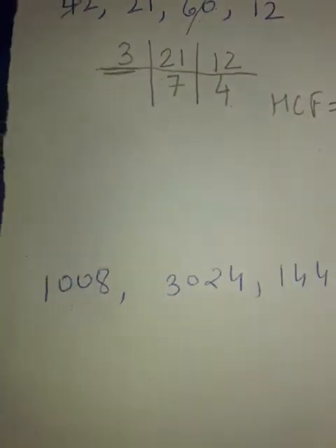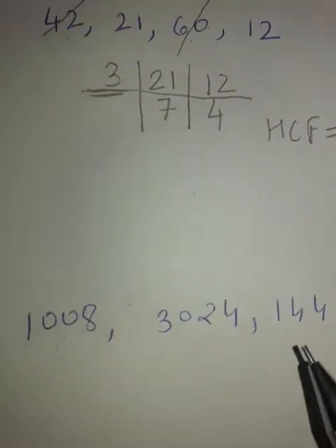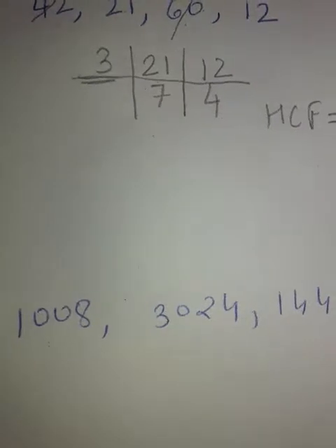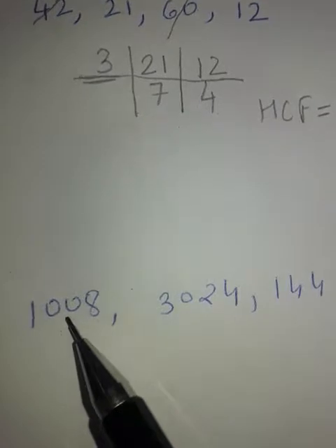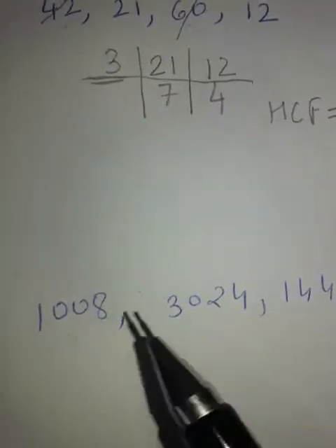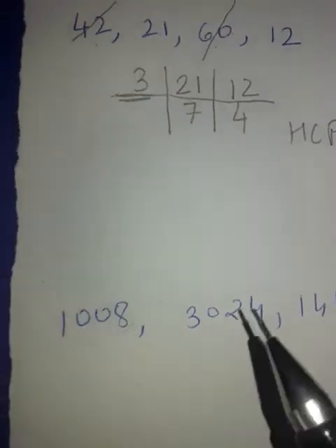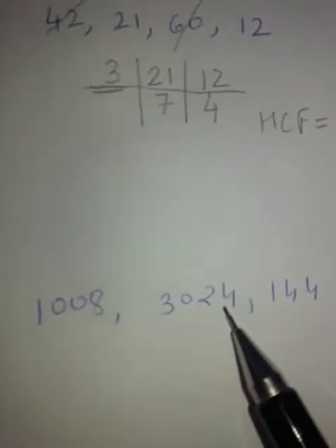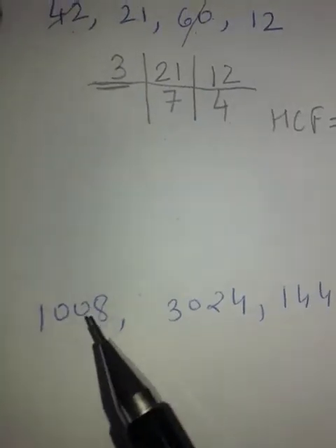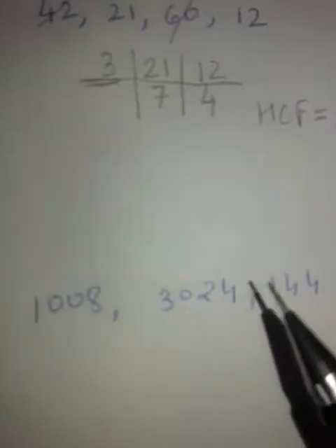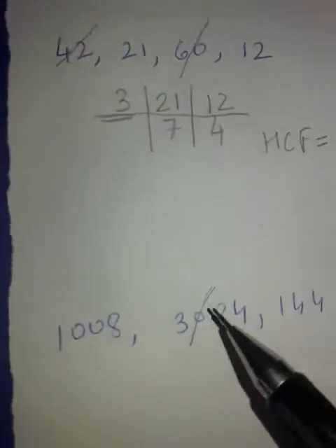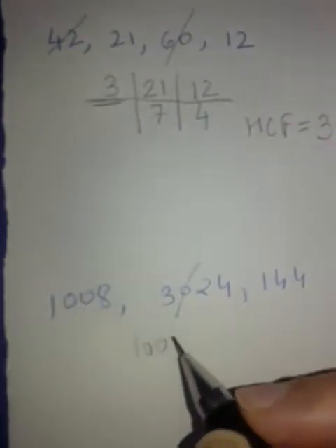Next example. 1008, 3024, 144. 1008 is 8 3s are 24, and 10 3s are 30. So when I multiplied this by 3, I get 3024. I noticed it. By chance I noticed it. Thus this multiplied by 3 is this. That means this becomes a multiple, so I am going to ignore it. Then I copy this.